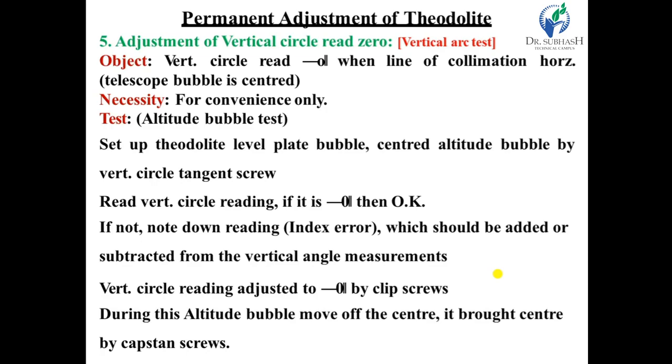Set up the theodolite, level the plate bubble, center the altitude bubble by the vertical circle tangent screw, and read the vertical circle reading. If it is 0, then OK. If not, note down the reading, which should be added or subtracted from the vertical angle measurement. The vertical circle reading is adjusted to 0 by the clip screw. If the altitude bubble moves off center, it is brought to center by the capstan screw.